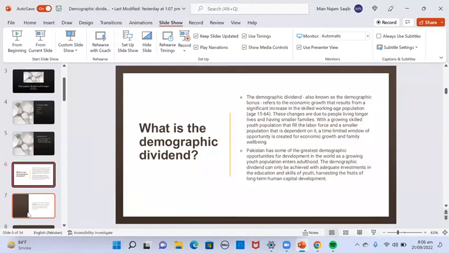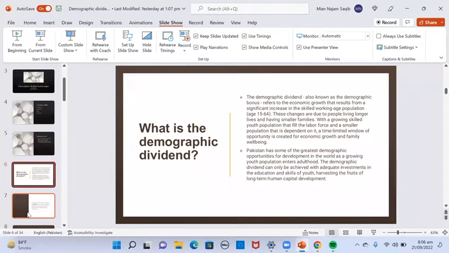First of all, what is demographic dividend? This is also known as the demographic bonus, which refers to an economic growth that results from a significant increase in the skilled working age population, which is between the ages of 15 to 64. These changes are due to people living longer lives and having smaller families, with a growing skilled youth population that fill the labor force and a smaller population that is dependent on it. A time-limited window of opportunity is created for economic growth and family well-being.